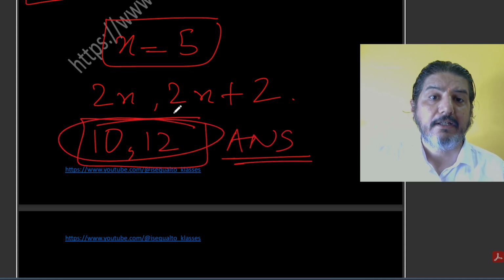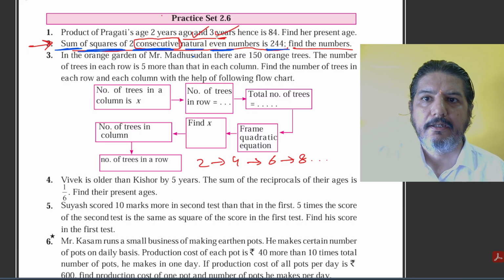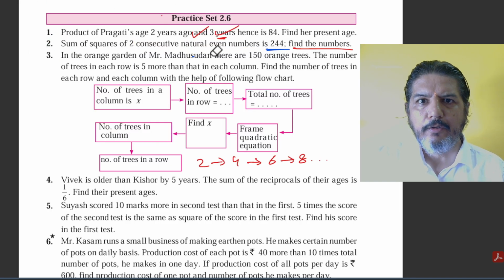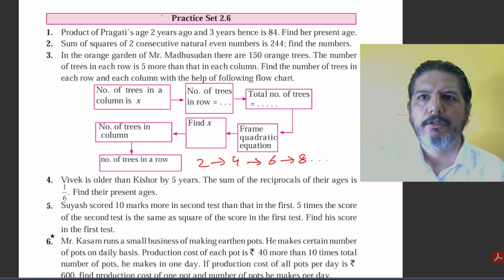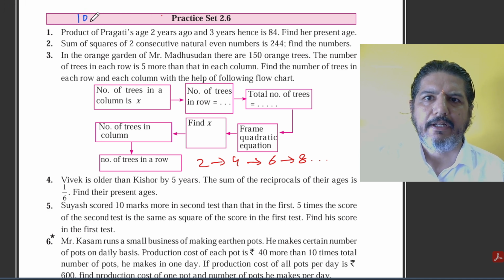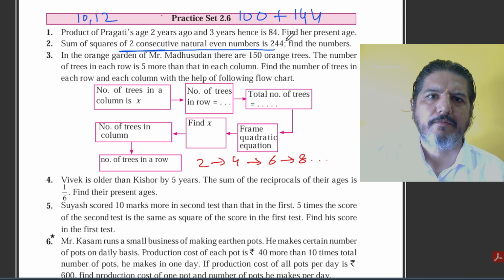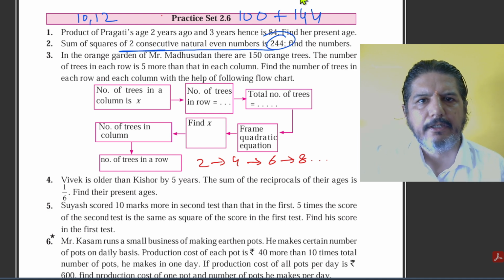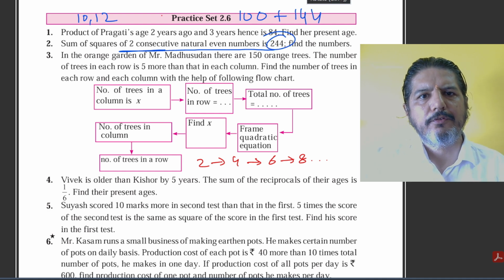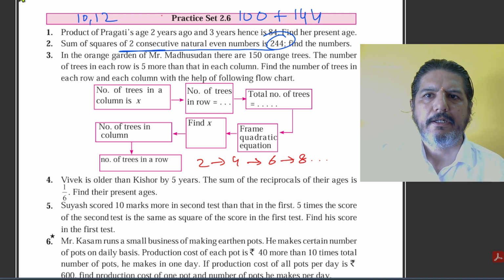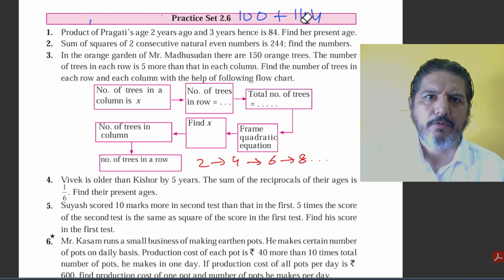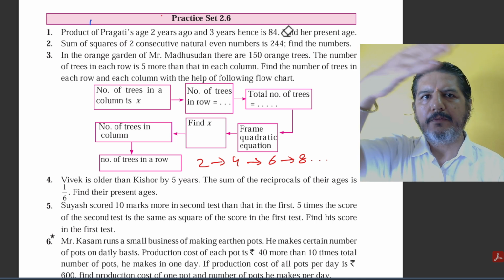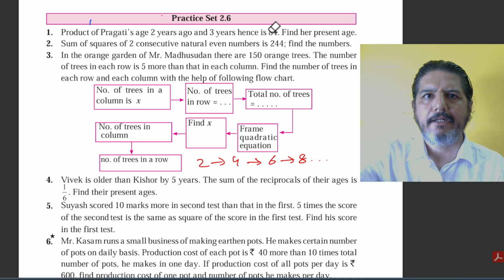And let's check whether 10 and 12 are okay. Are they right? Do we have the right answer? So I have 10 and 12. So sum of squares of two consecutive natural even numbers. So 10 square is 100. 12 square is 144. So 100 plus 144 is 244. So this is the correct answer. So the best thing about word problems is you can always check your answer. At the end of the question, you can always check your answer and find the numbers. So the numbers which you have to write are 10 and 12.